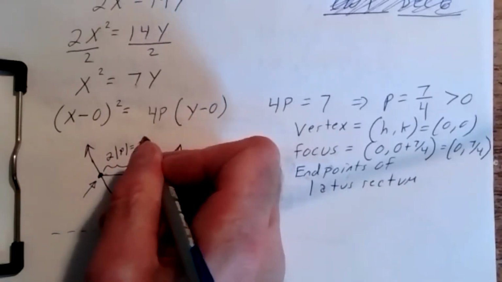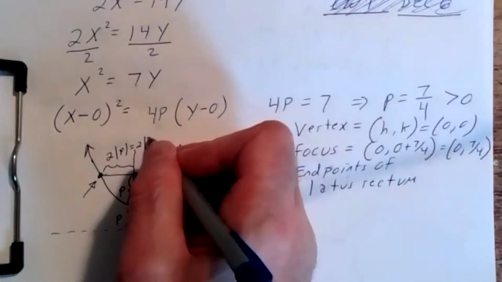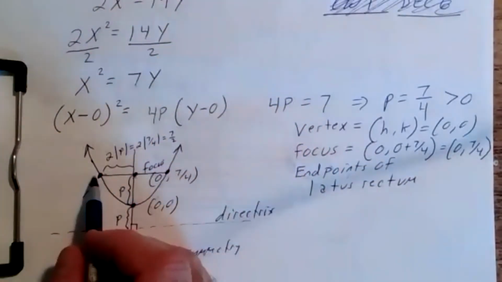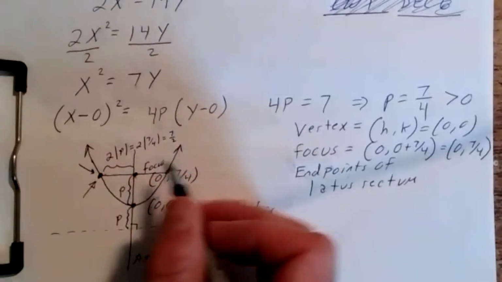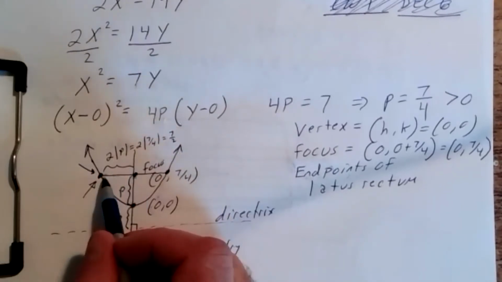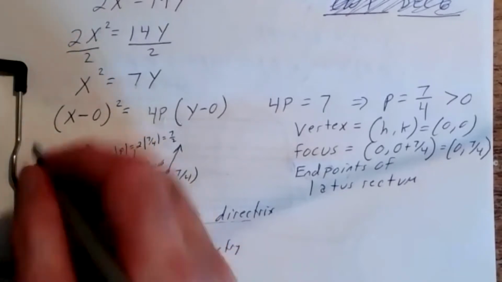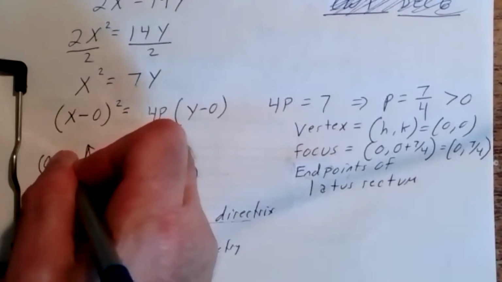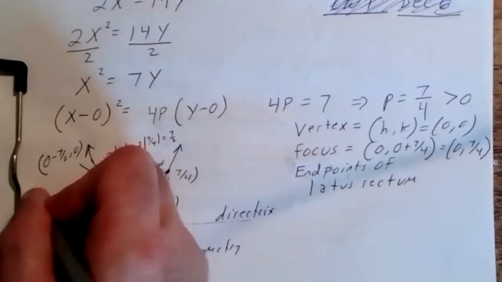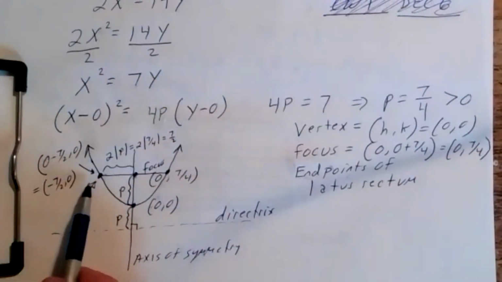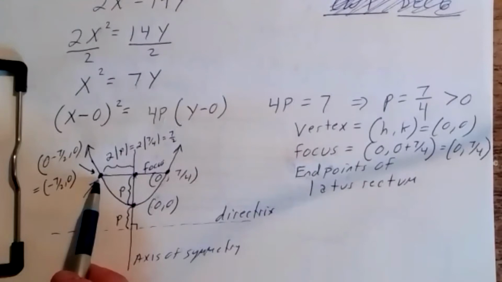So that distance is going to be 2 times the absolute value of 7/4, and 2 times 7/4 is 7/2. So therefore, the left endpoint of your latus rectum is going to have the X coordinate of your focus point, which is 0, decreased by 7/2. So this left endpoint is going to be 0 minus 7/2, 0, or negative 7/2, 0. So that, ladies and gentlemen, would be the left endpoint of your latus rectum.